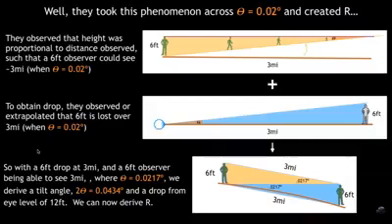They observed that height was proportional to distance observed, such that a 6-foot observer could see 3 miles. To obtain the drop, they observed or extrapolated that 6 feet is also lost over 3 miles. So with a 6-foot drop at 3 miles and a 6-foot observer being able to see 3 miles, where theta is now not just 0.02 degrees, but something much more specific, 0.0217 degrees, we derive a tilt angle across 2 theta at 0.0434 degrees and a drop from eye level of 12 feet. And you can now derive R.